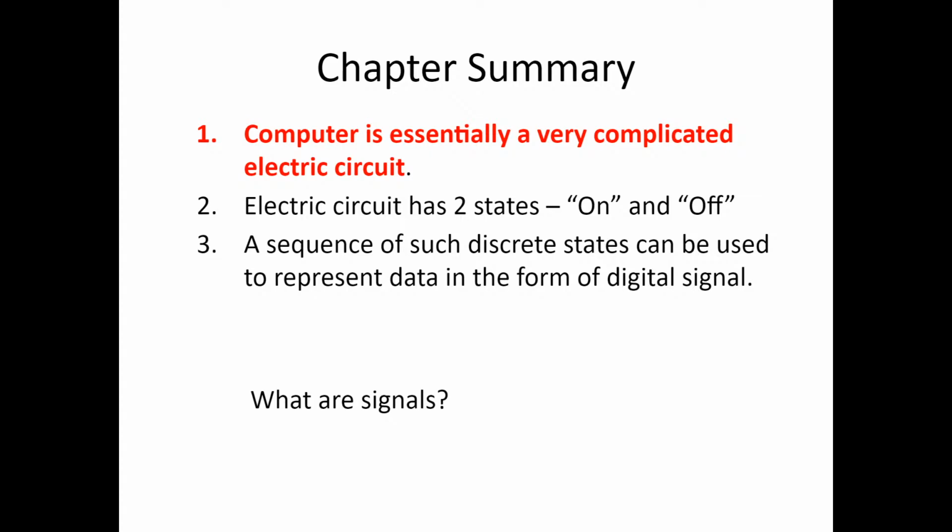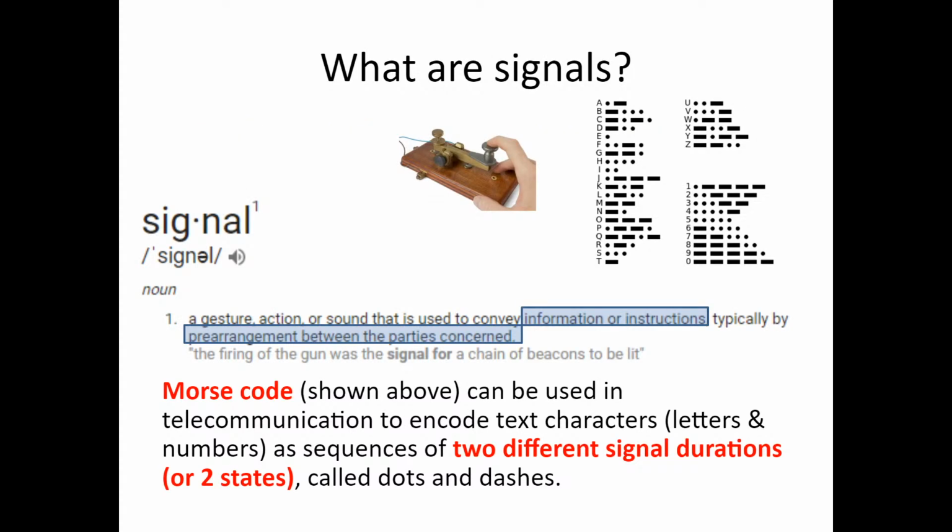And so that moved us on to signals. Signals are essentially any gesture or action that is used to tell someone any information or instructions. And we learned about Morse code, and the two different states are signal durations. And so this was the chart that we saw before.